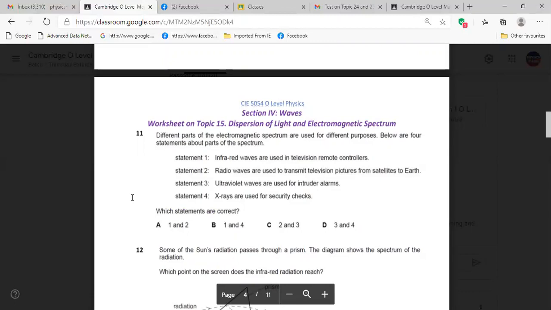Different parts of the electromagnetic spectrum are used for different purposes. Below are four statements about parts of the spectrum. Statement 1. Infrared waves are used in television remote controllers. Statement 2. Radio waves are used to transmit television pictures from satellite to Earth. Statement 3. Ultraviolet waves are used for intruder alarms. Statement 4. X-rays are used for security checks. Which statements are correct?